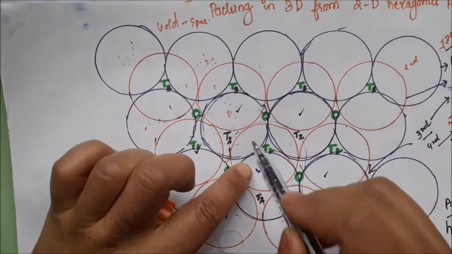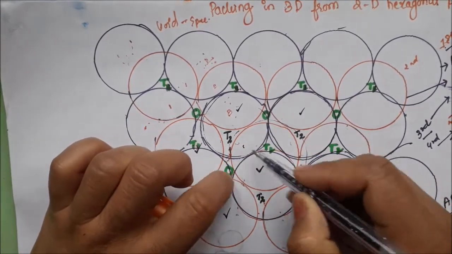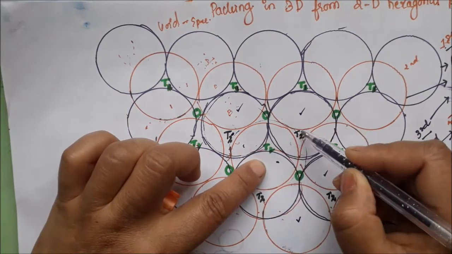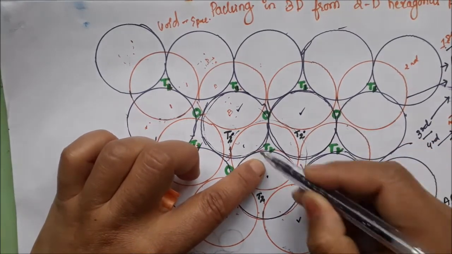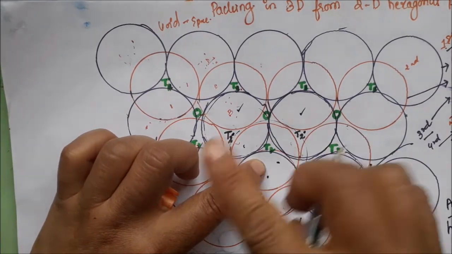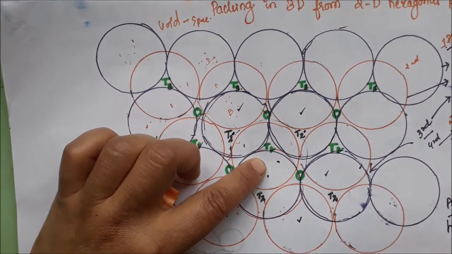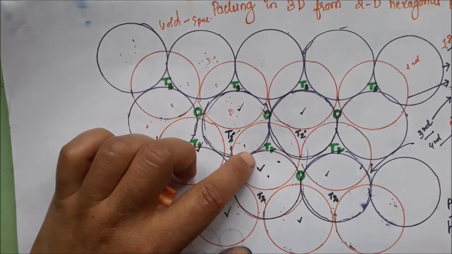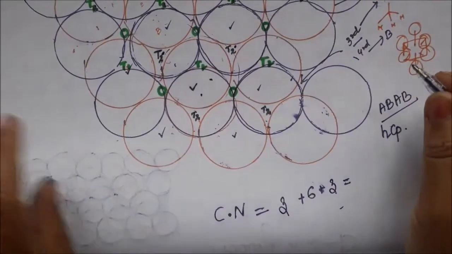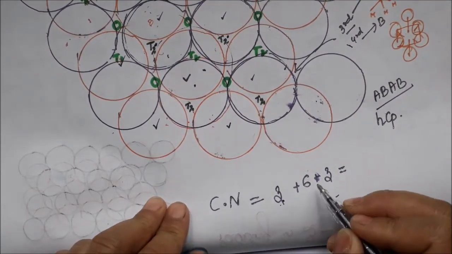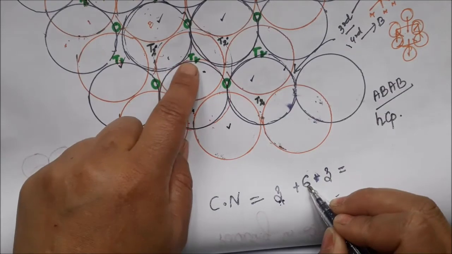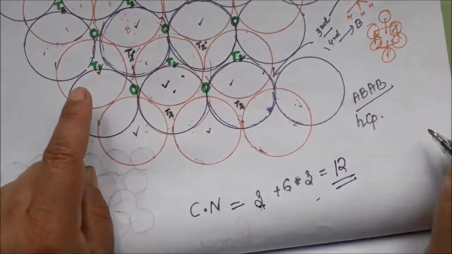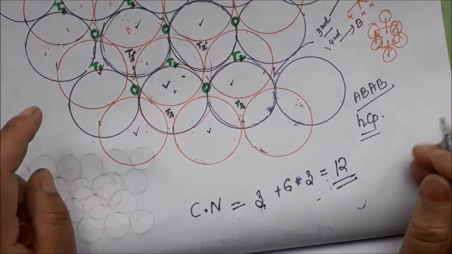Now how many in the first layer below touch this particular particle? 1, then 2, then 3, the purple ones, three of them. And above, there is the same alignment, so again only 3 above touch it. So the total number of atoms touching this particular atom is 3 from the first layer, 6 from the second layer, and 3 from the layer above. So the total coordination number in HCP is 12.